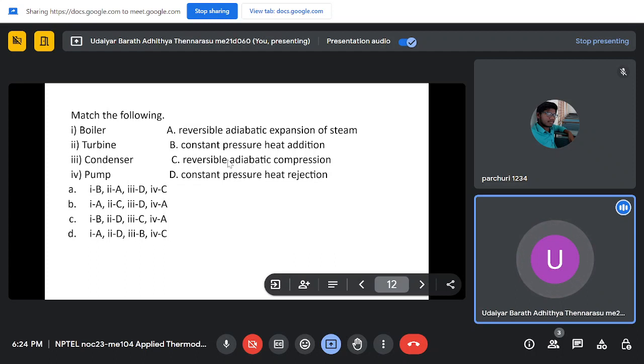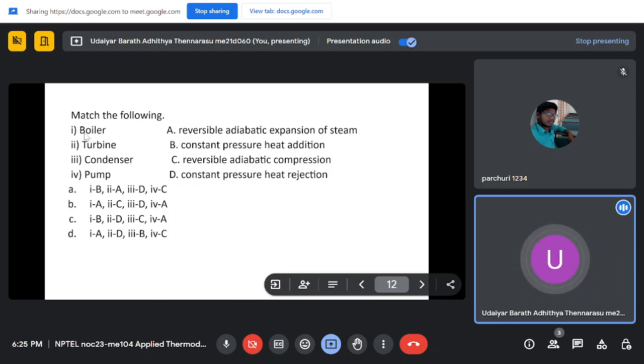I think it's easy. If you want, I can go back to the slide and show you. We have 4 components: boiler, condenser, turbine, and pump. If you remember, boiler and condenser are heat addition and heat rejection components, and turbine and pump are work generating and work consuming components. So, if it's adiabatic, there is no heat addition or reduction.